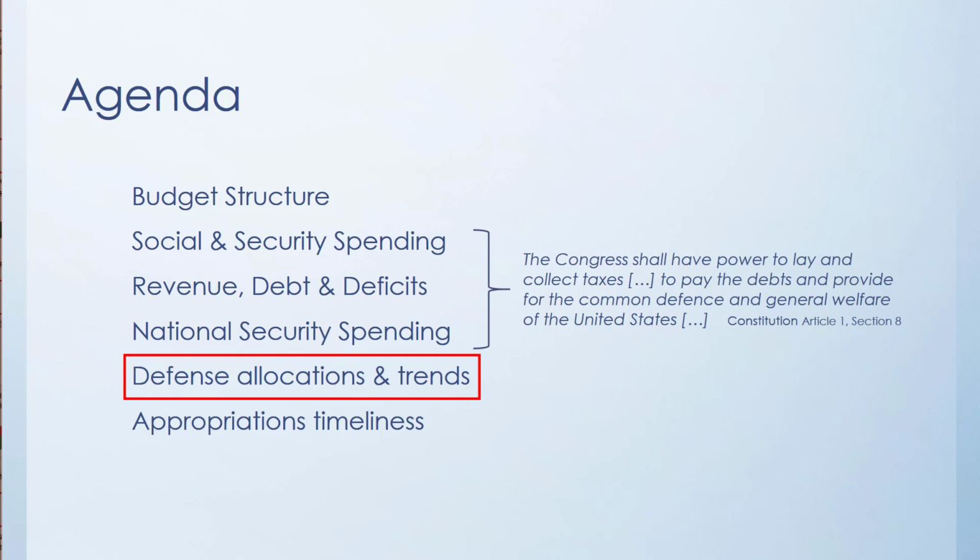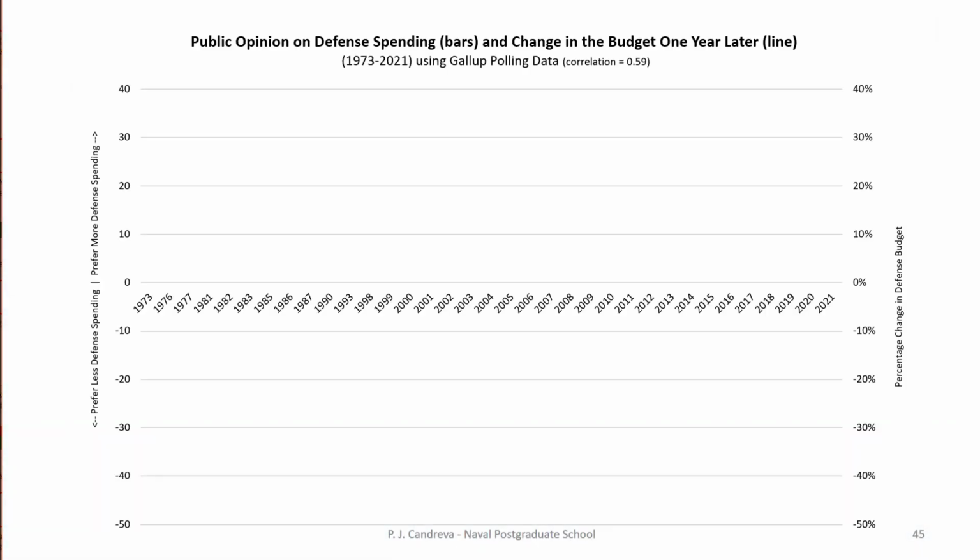Let's now look at some trends and allocations within the defense budget. One of the drivers of defense spending in America is public opinion. If the general public feels that we are spending too much on defense, the defense budget will trend downward. If they don't think we're spending enough, it will trend up.